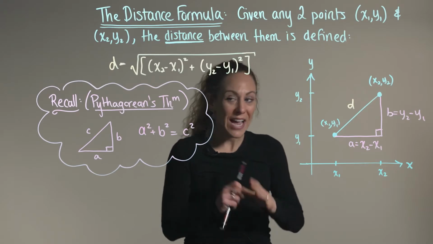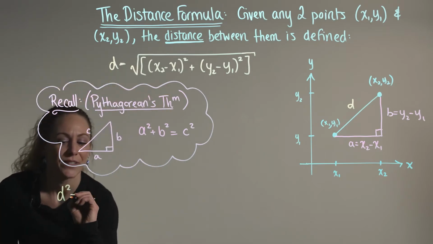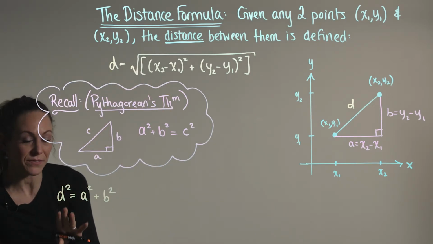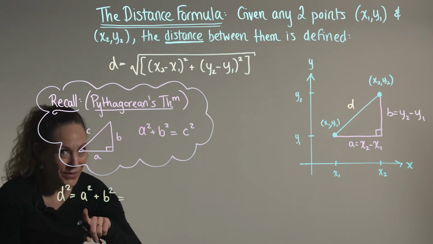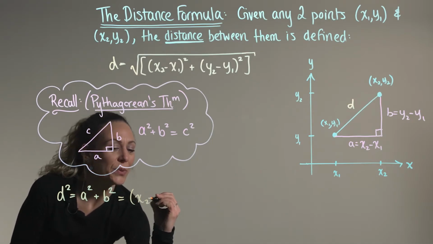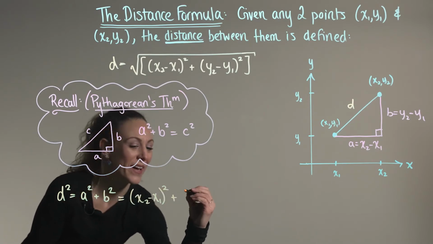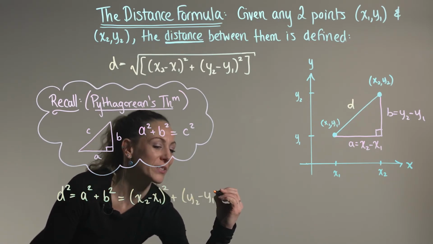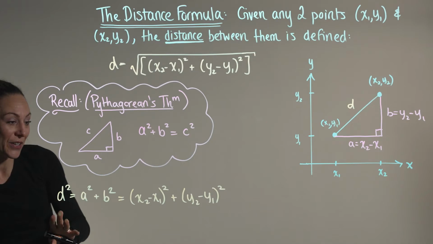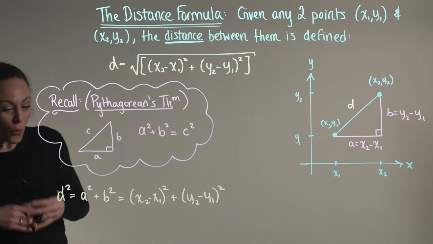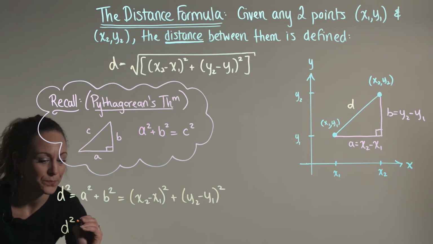So we can now go ahead and apply Pythagorean theorem to our coordinate right triangle. So using Pythagorean theorem, we have d squared, our hypotenuse, is equal to a squared plus b squared. We know that a is the change in the x values, x sub 2 minus x sub 1 squared, plus b is the change in the y values, y sub 2 minus y sub 1 squared. Now, the only thing here is that we need d, not d squared. So in order to attain d, we need to take the square root of both sides of this equation.